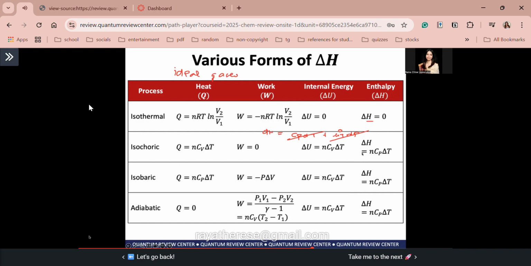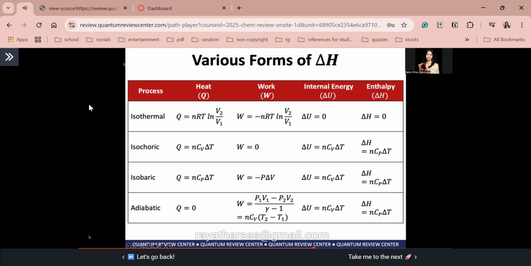Next, for isochoric, delta H is equal to n Cp delta T. So later you will see how you'll derive that. For isobaric, delta H is equal to n Cp delta T. And for adiabatic, that is also delta H is equal to n Cp delta T. So guys, this is easy to memorize, right? So don't worry too much about these equations. If you think about it, we can memorize this.